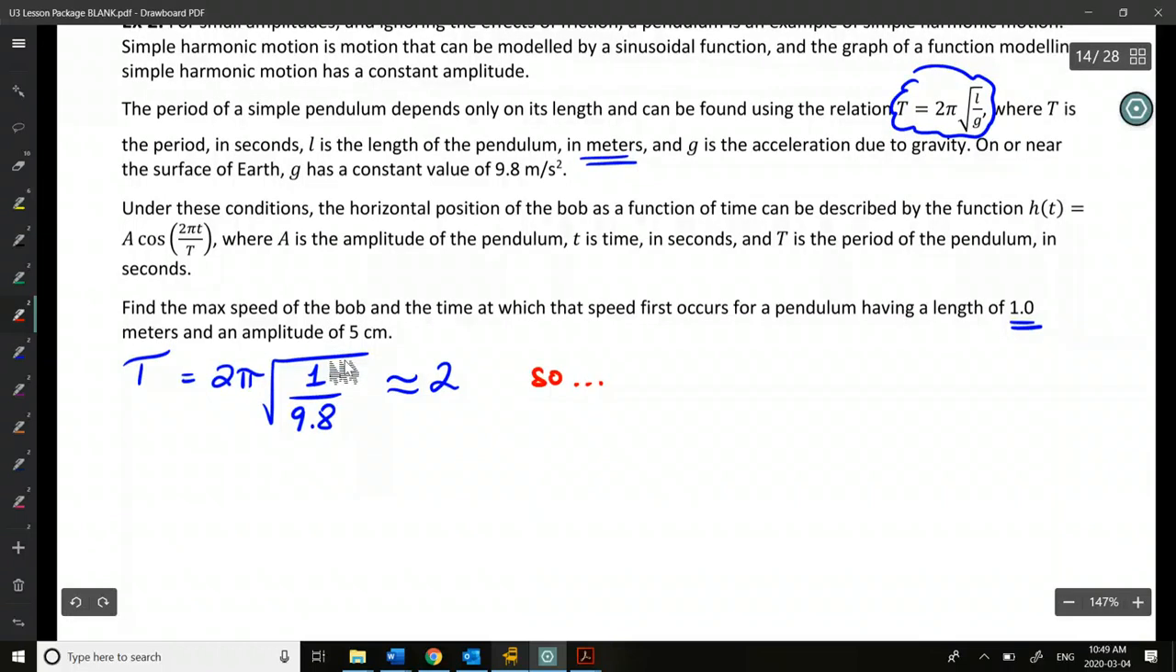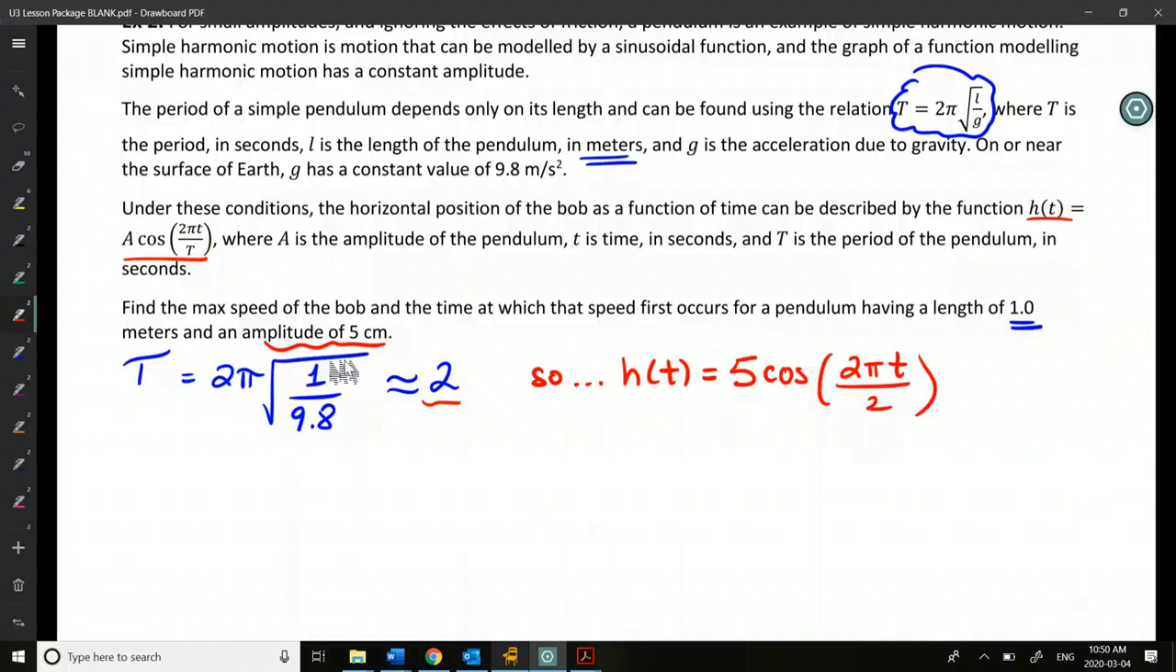So when we plug this into our h of t formula here, h of t is going to be equal to the amplitude of 5, that's capital A, so 5 cos of 2 pi t. And we've approximated capital T in this equation here to be 2. Okay, if you want to be super accurate here, you can leave like 3 or 4 decimals if you want.